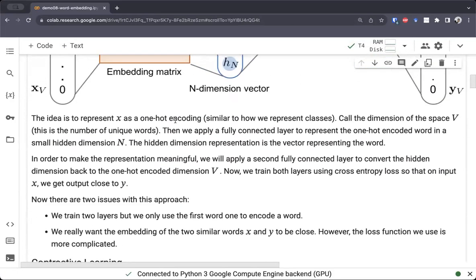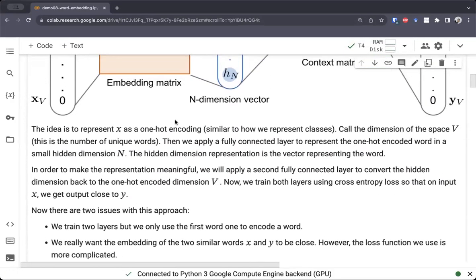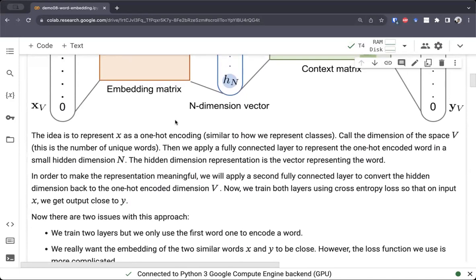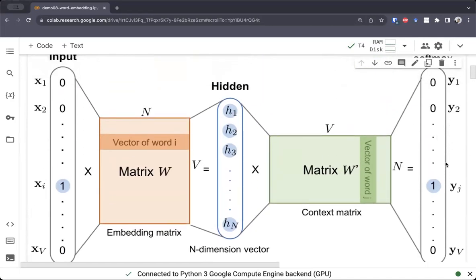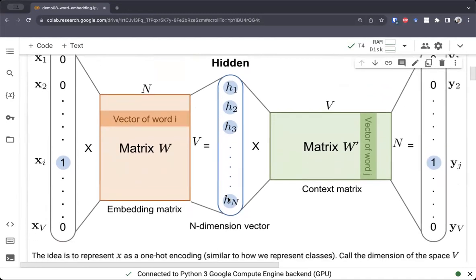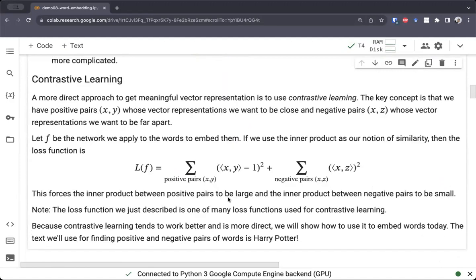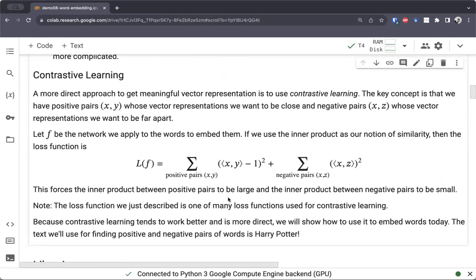The second issue is that the thing we really want is the embedding of the two similar words to be close together. However, this loss function doesn't necessarily cause that to happen because we're using cross entropy here, and it's not necessarily clear that the way that achieves a good loss is to make these two vectors similar to each other. Okay, because of that, we're going to introduce another approach, which is called contrastive learning.